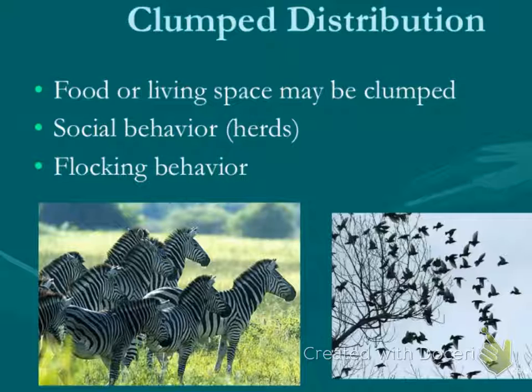So anyway, clumped distribution very often comes from either resources that are clumped or social stuff. You know, I like hanging out with other coyotes. I like hanging out with other cedar waxwings or a bird that are notoriously gregarious. Okay, next.